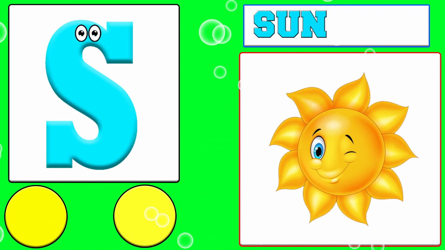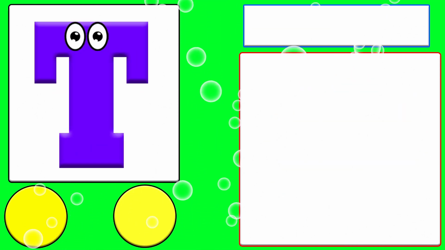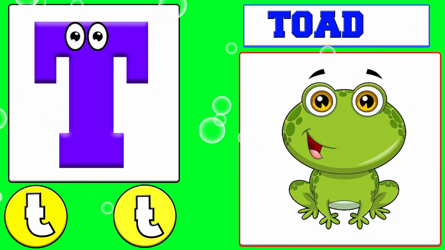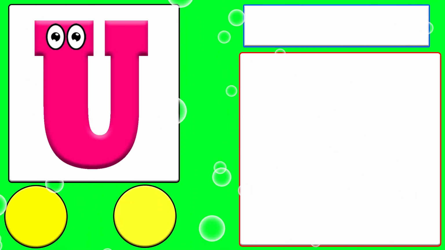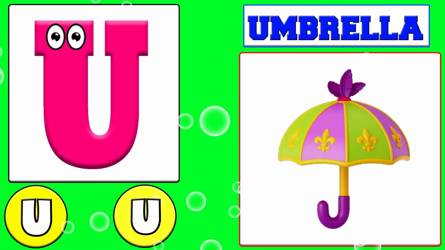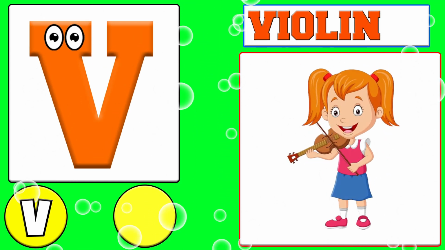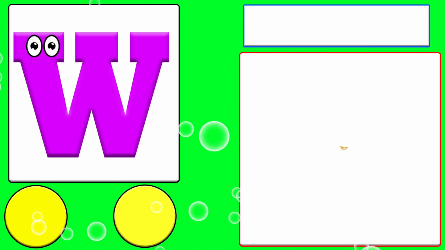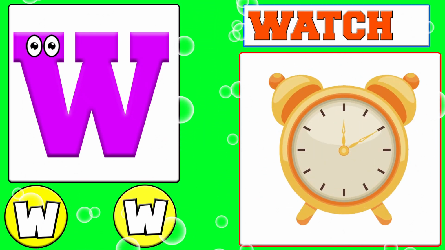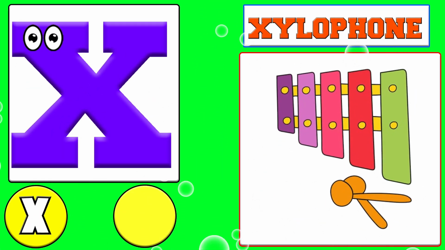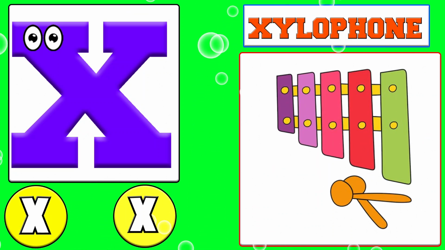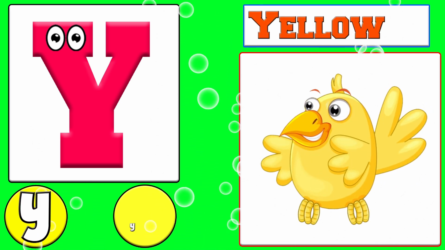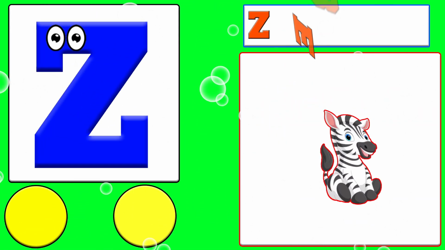S is for sun, s, sun. T is for toad, t, toad. U is for umbrella, u, umbrella. V is for violin, v, violin. W is for watch, w, watch. X is for xylophone, z, xylophone. Y is for yellow, y, yellow. Z is for zebra, z, zebra.